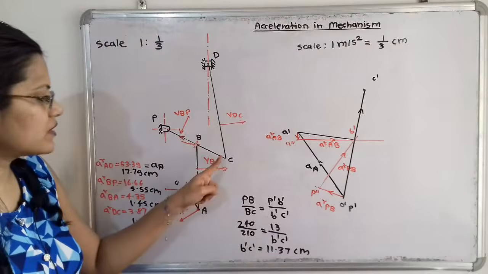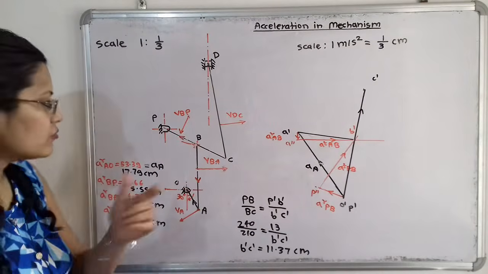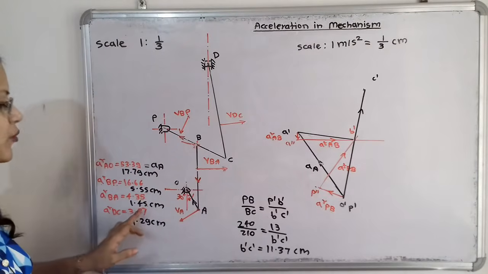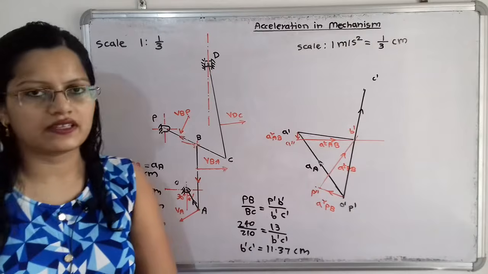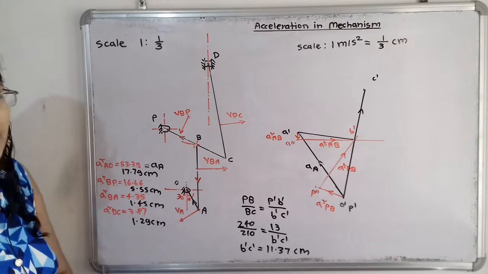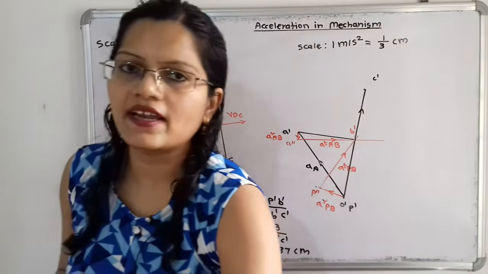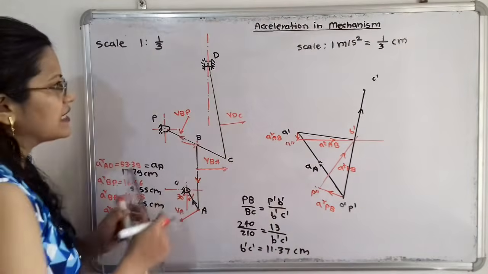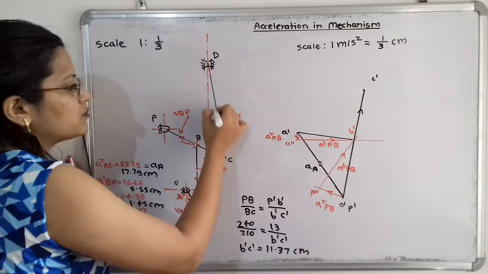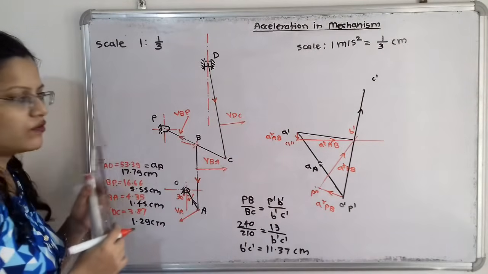Now if we observe, this point C is connected to point D. The radial component for this link CD is known, that is 3.87 meter per second square. As per scale we have to take 1.29 centimeter. In which direction do we have to draw this radial component? For this link CD, C is the center and D is moving with respect to C. So I will show the direction in the downward direction.